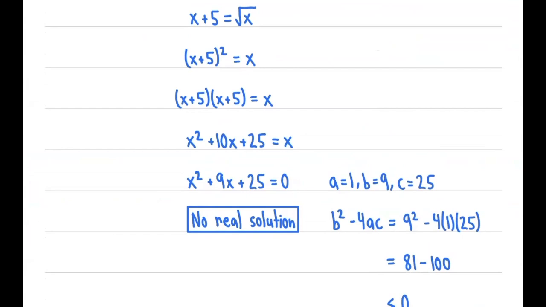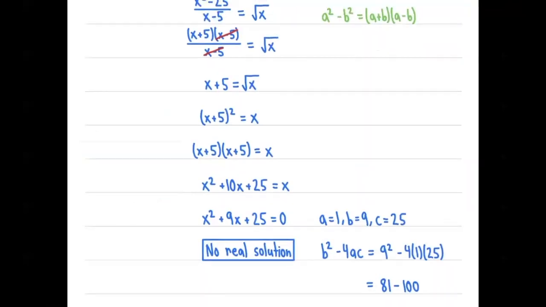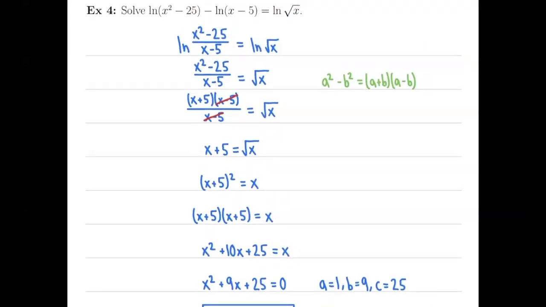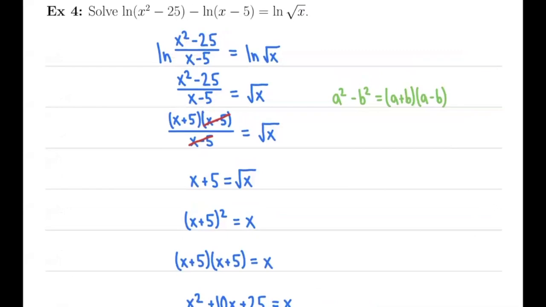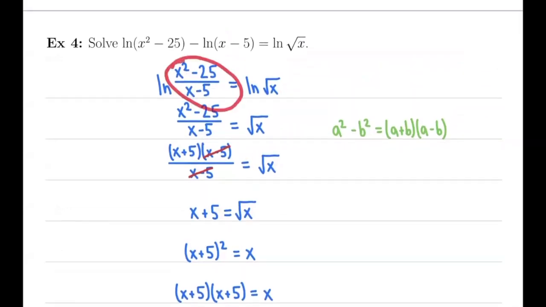So I pretty much agree with everything in this problem. One thing that you could have done is factor x squared minus 25 in the first step. And then ln of x minus 5 would have canceled addition and subtraction style instead of division style. But yeah, it's the same thing. Doesn't matter.